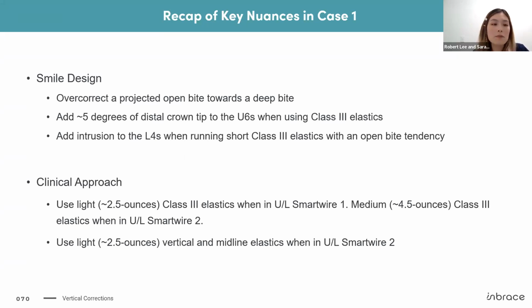For our clinical approach, we use light 2.5 ounce class 3 elastics when in upper lower SmartWire 1. So we already anticipated that we would need early elastics, but we kept them light and did not move on to the medium 4.5 ounce elastics until we were in upper lower SmartWire 2. And then for our vertical elastics, we kept them light at 2.5 ounces and did not start them until we were in upper lower SmartWire 2.